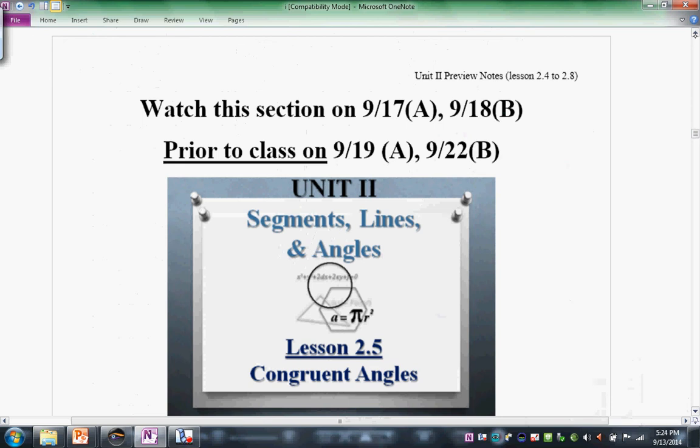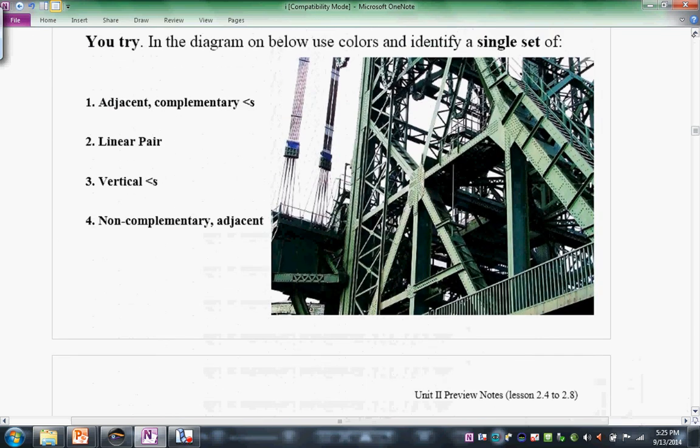Your last activity, I'd like you to go through this diagram here and see if you can trace and sweep and find a set of adjacent and complementary angles, a linear pair, a set of vertical angles, and a set of non-complementary but adjacent angles. Pause the video, do this on your own.